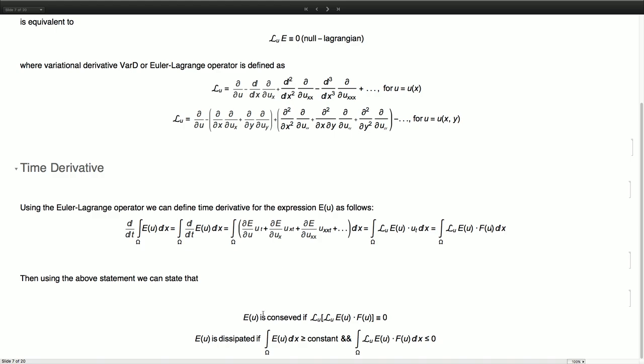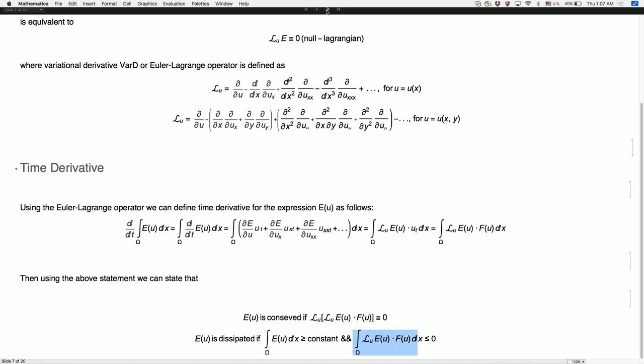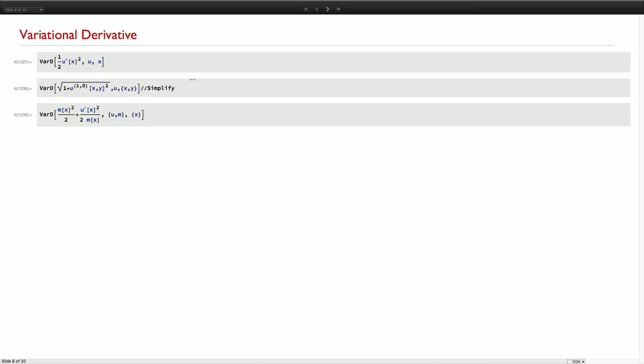Here, E(u) is conserved if this expression is equal to zero, and E(u) is dissipated if this integral is more than or equal to a constant and this integral is less than or equal to zero. Okay, let's go forward. And here is the variational derivative function. Wolfram Research has a built-in function, VariationalD, in the VariationalMethods package, but we have implemented our own because this one is much faster.